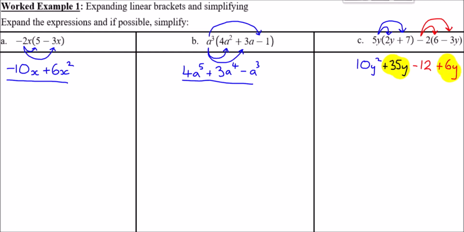Now this one we can simplify down slightly further, because we have 35y here, and also a 6y here. We can't merge the y squareds with the y's, because y squared is a different type of term to a y without the squared. So we leave the 10y squared on its own, but we can combine the y's. 35y plus 6y is 41y, and finally minus 12.